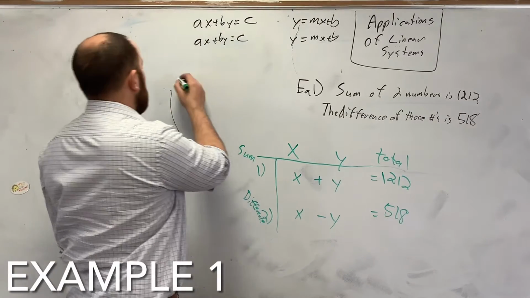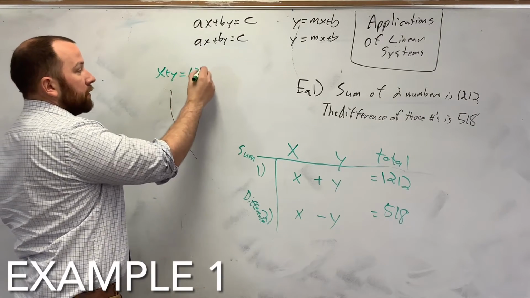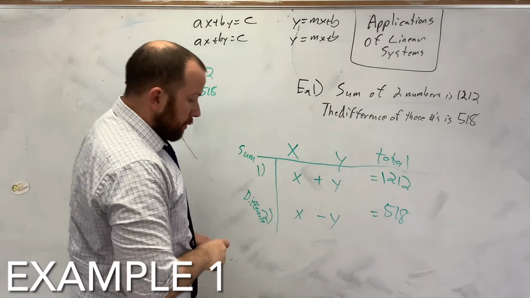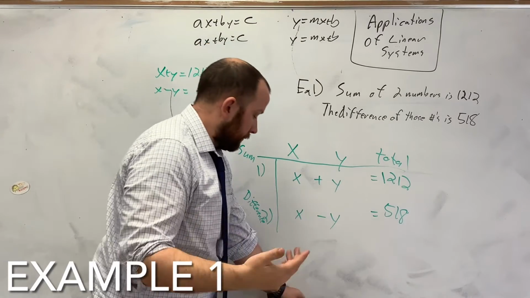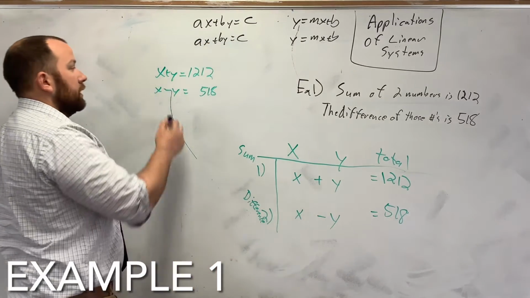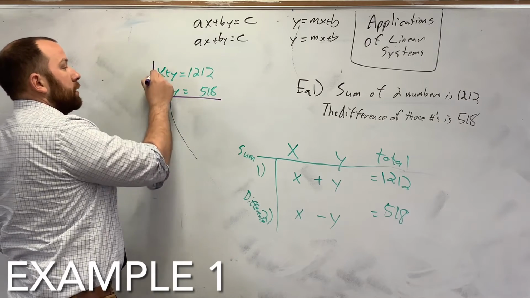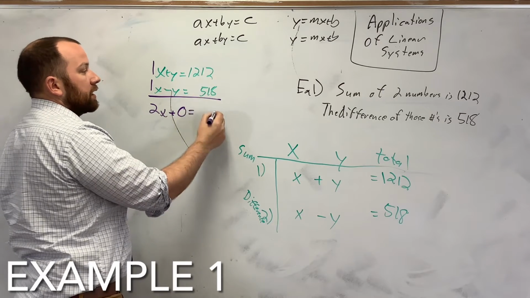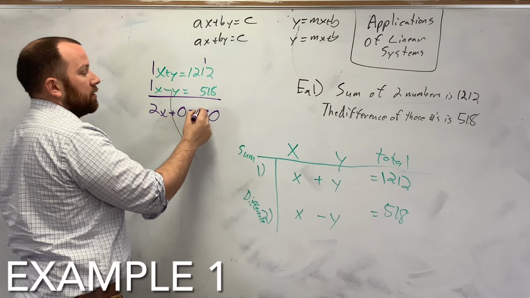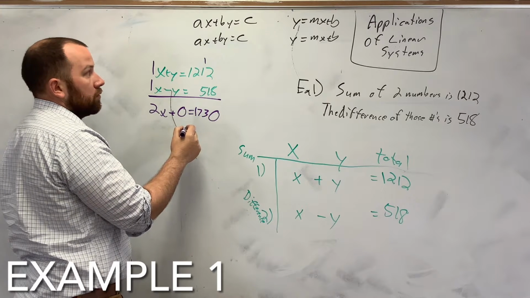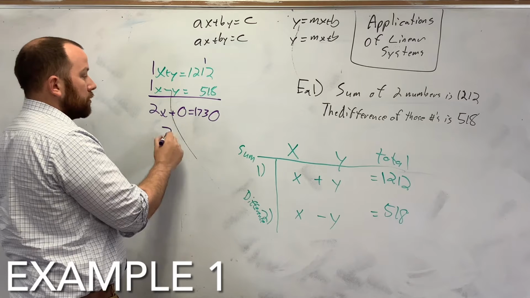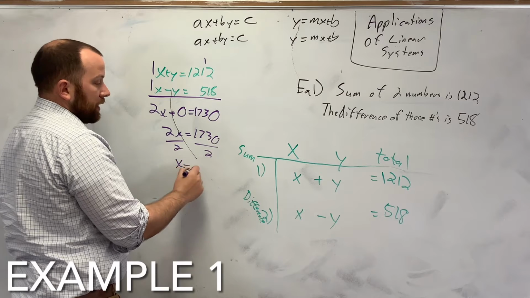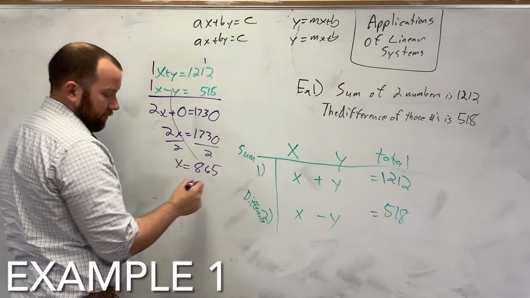So x plus y equals 1212, and x minus y equals 518. You can do whatever method you want. This is usually not the method I use, but if it's set up this simple for it, that's fine. So x plus x gives me 2x, y minus y equals 0. That gives me 1730. So 2x equals 1730, divided by 2, divided by 2. So x equals 865.